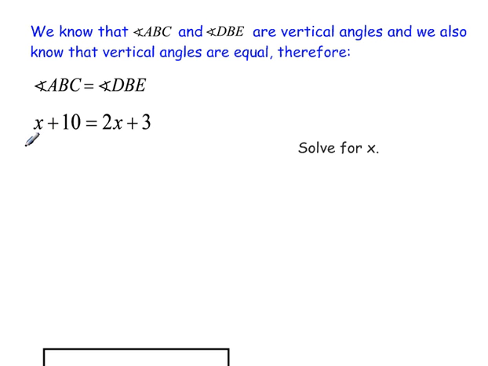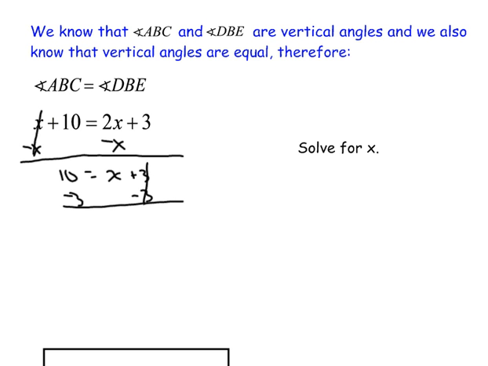So we're going to subtract x on both sides. This will cancel out. We get 10 equals x plus 3. Subtract 3 on both sides. This cancels out. I get 7 equals x.